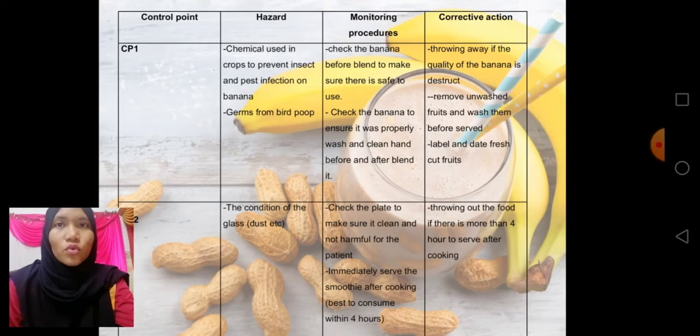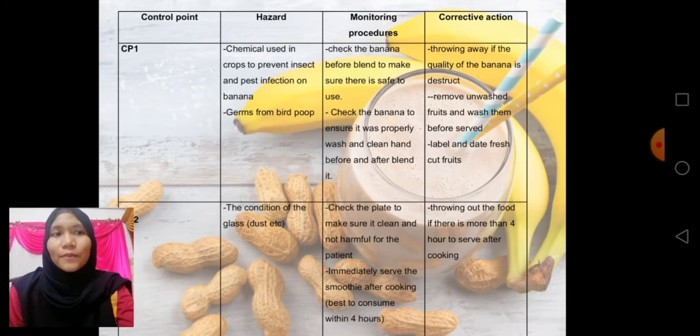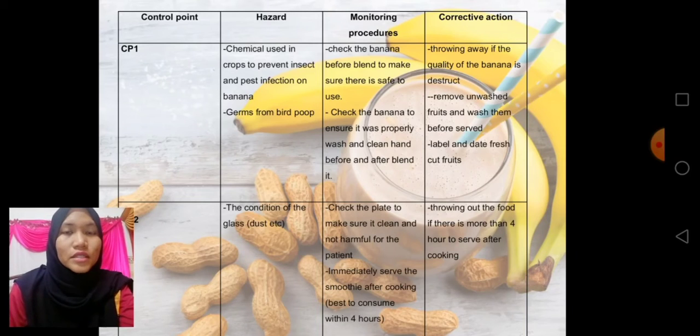For the CP2, the condition of the glass, we first check the glass to make sure it is clean and not harmful for the patients, and we immediately serve the smoothie after we are done. Best consumed within 4 hours, and we throw away the food if there is more than 4 hours to serve. These are the corrective actions that we do.